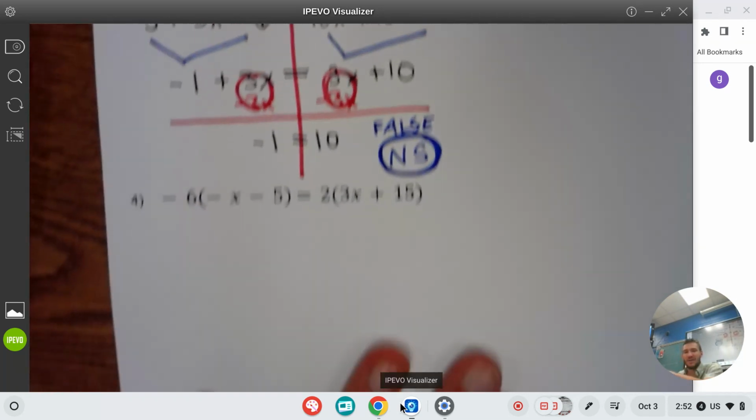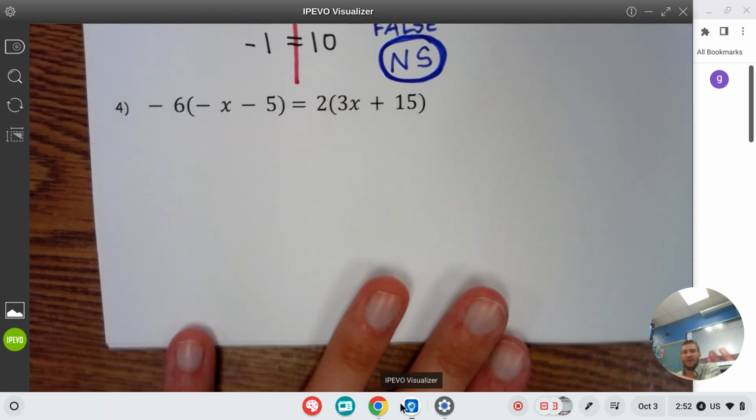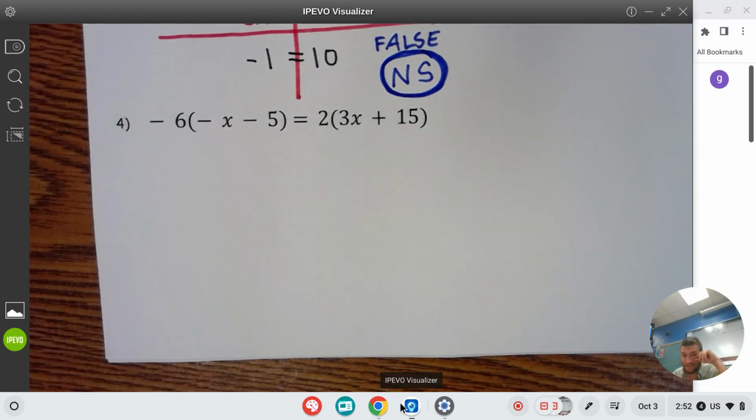The last question is the easiest one out of all of them. It has the least amount of steps out of all of them. This one's all up to you. Try this out. See what you get. See if you run into any problems. And we'll be done.